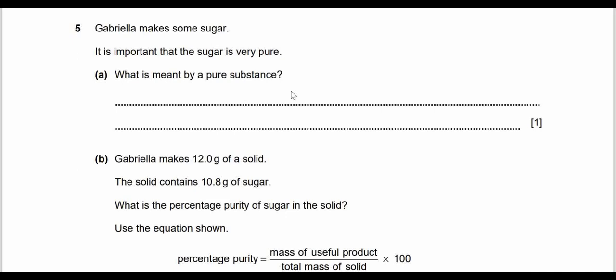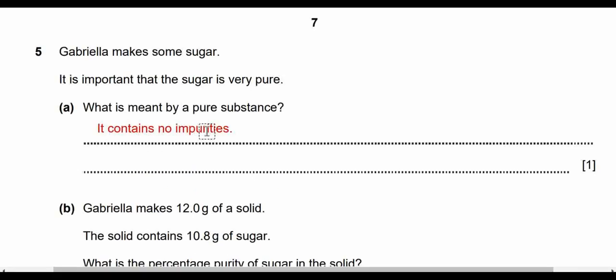Alright, let's open up the answer. It contains no impurity. That's the meaning of pure substance. Now let's move on to 5B.